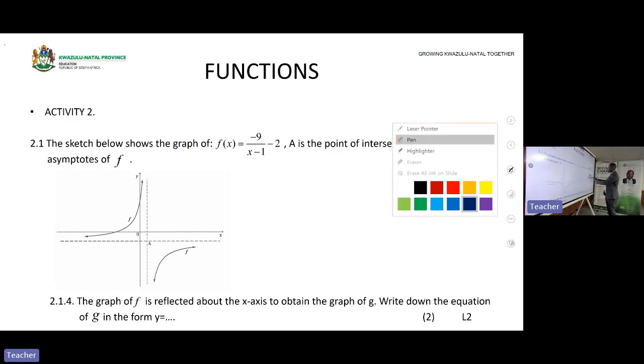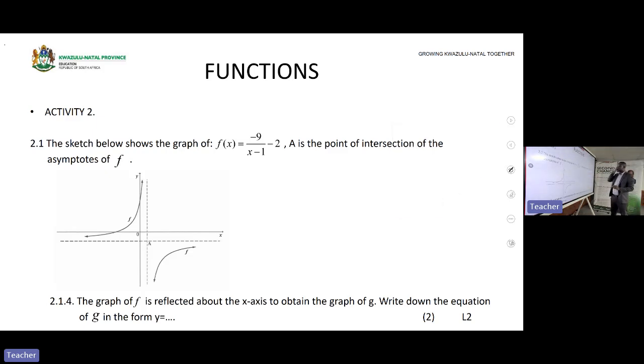Now we have different types of reflections. It's important to take note of that one. We have different types of reflections. Now we are told that this one here has reflected about what? About the x-axis, to obtain a new graph of g. So we are going to have a new graph of g, and then we must write down the new equation of g in the form of y equals.